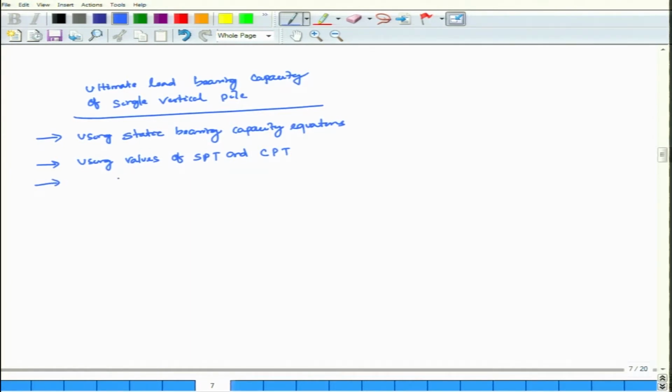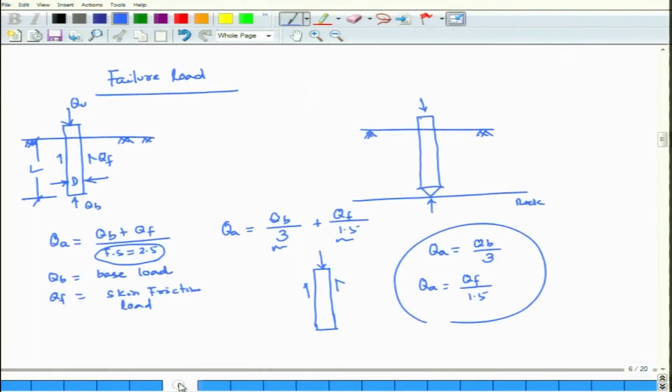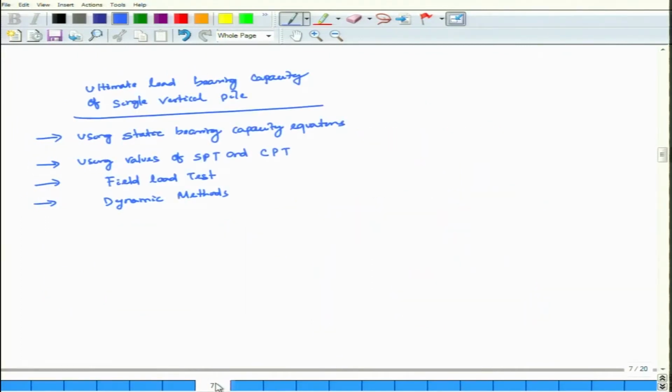Then by means of field load tests and by means of dynamic methods. As I discussed earlier, if this is your allowable load, theoretically you have to find out the end bearing capacity and the friction capacity. So to get the ultimate load bearing capacity of a single vertical pile, the first is static bearing capacity equations using values of SPT and CPT. SPT is your standard penetration test and CPT is your cone penetration test. The third is your field load test, and the fourth is your dynamic methods.